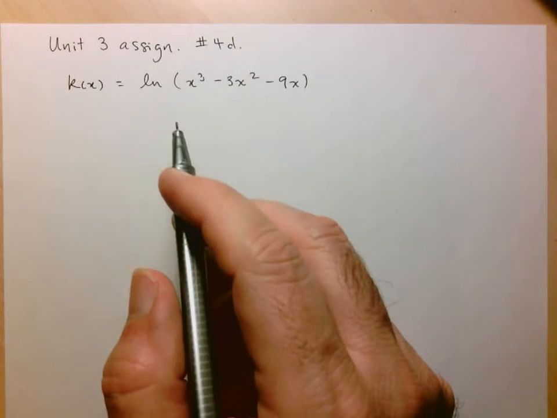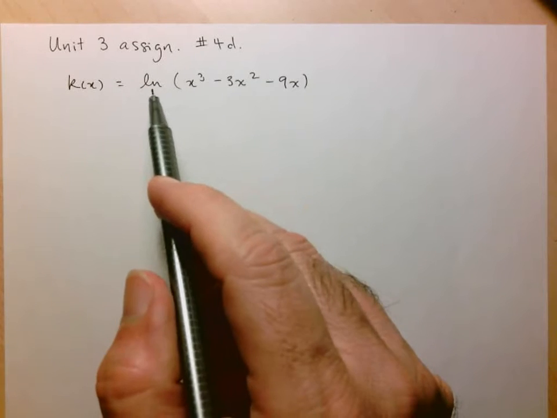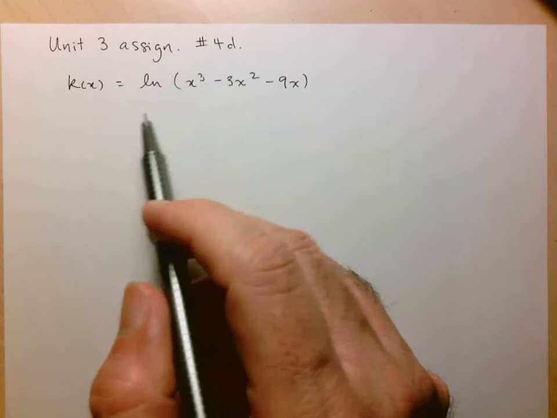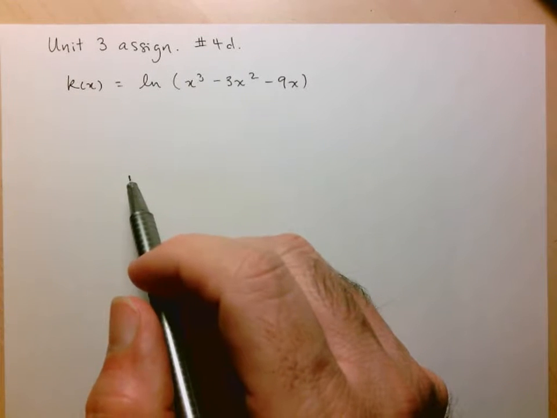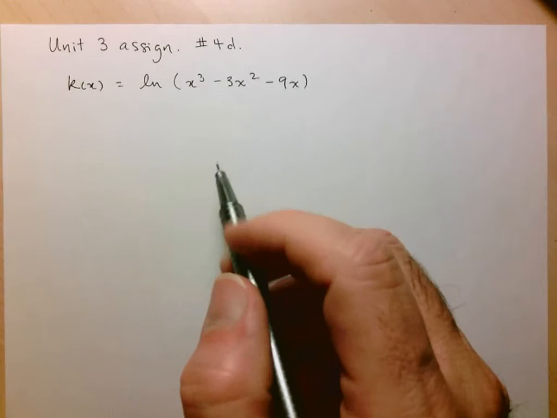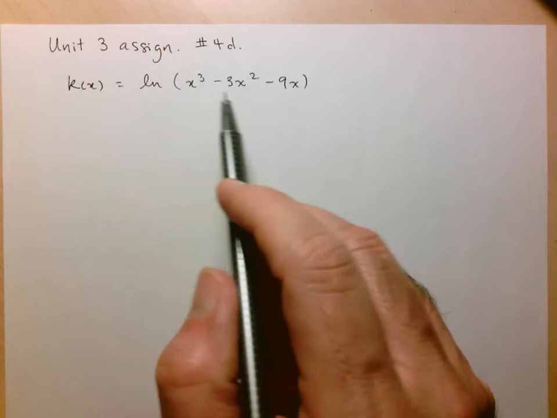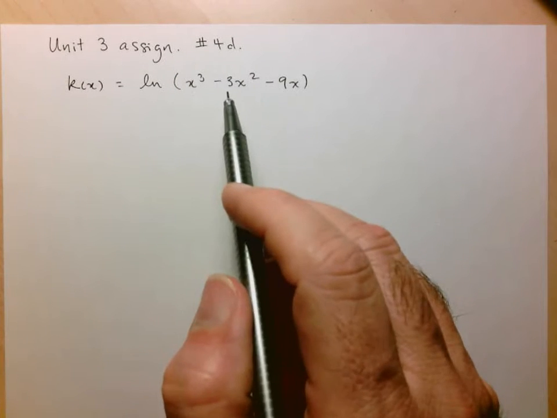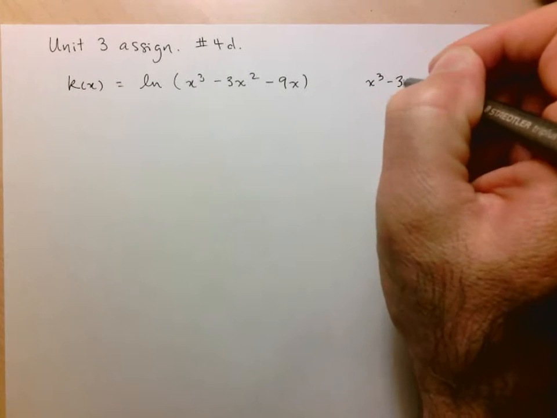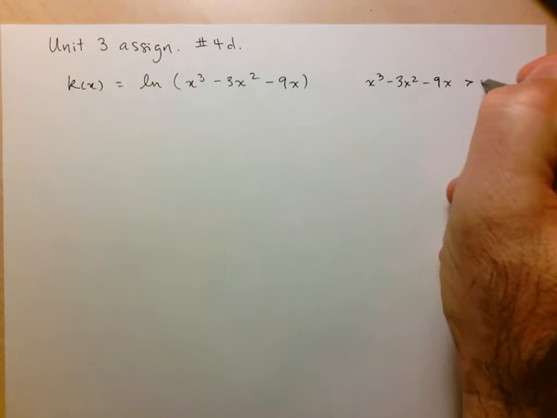Okay, so we're going to have to find the derivative here, but because this is a logarithmic function, we should probably determine what the domain is to make sure that whatever values we get are actually valid. In other words, that they're in the domain. In order to be in the domain of this function, you need the input to be strictly greater than 0. So you need x cubed minus 3x squared minus 9x to be greater than 0.